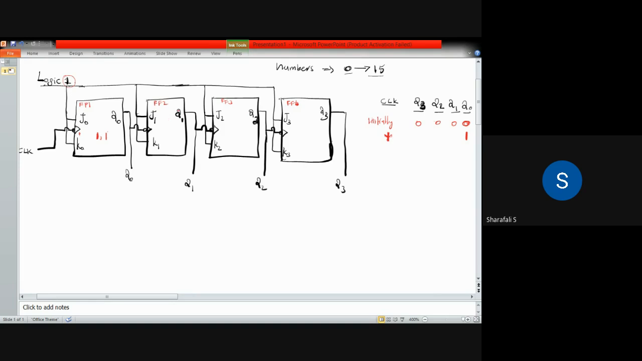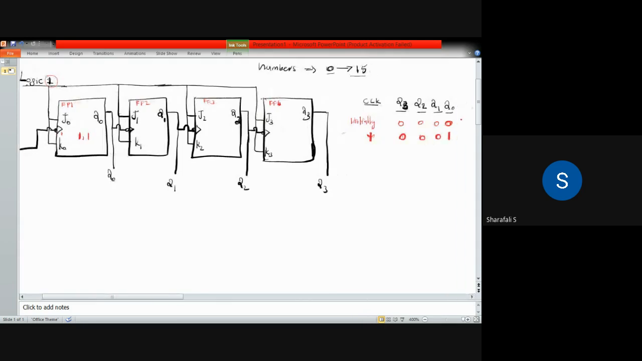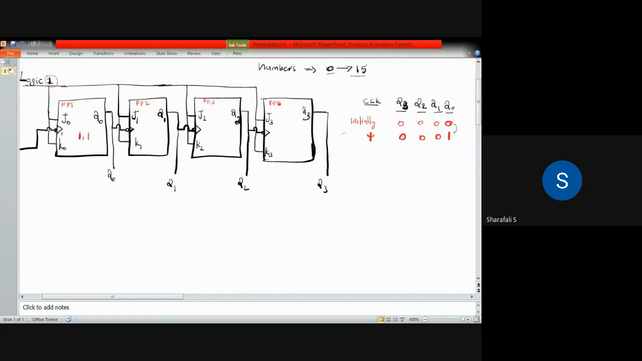And what will happen to Q1? Q1 will be 0, because toggling will not happen for that. Q1, Q2, Q3, all these will be 0. Why will this be 0? Because we are having a change of Q0 from 0 to 1, which means that we are in the positive edge of the clock pulse. If you consider the clock pulse like this, this one is going from 0 to 1, this edge.